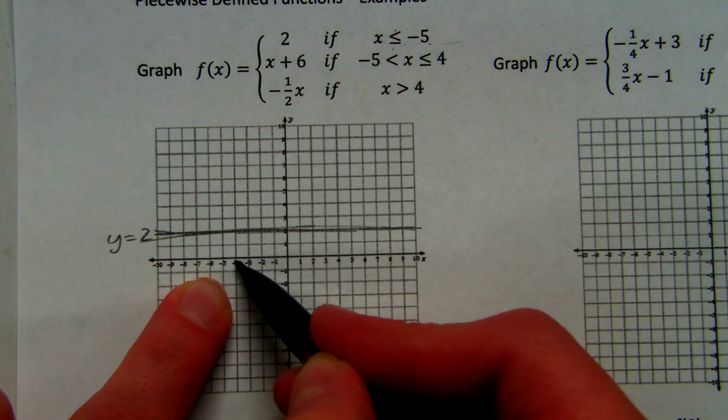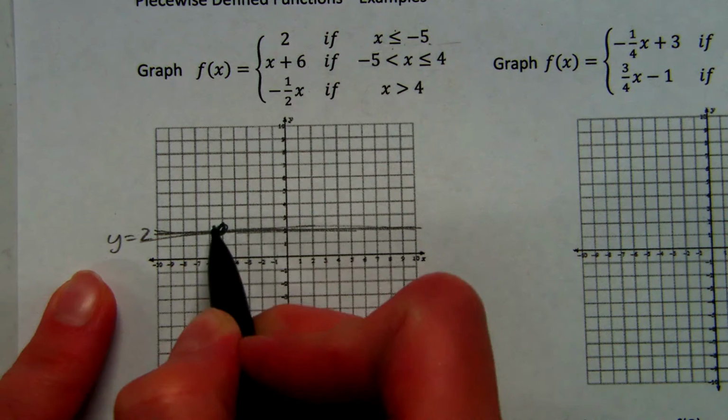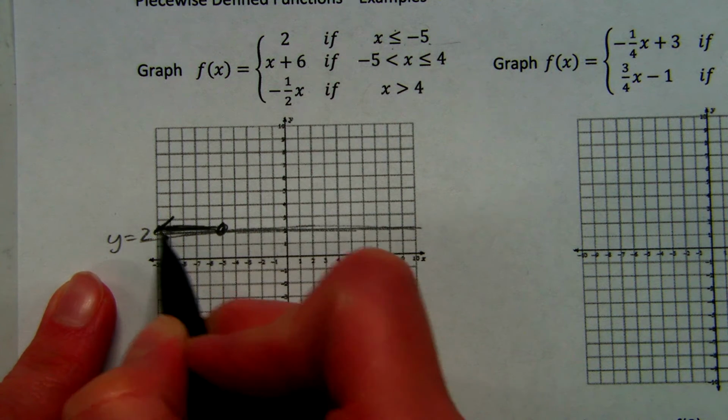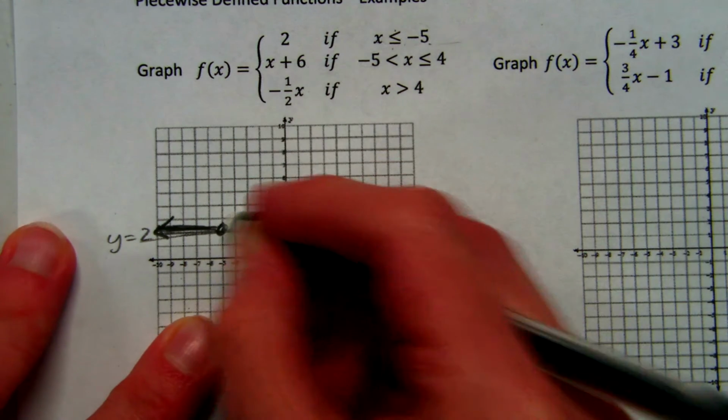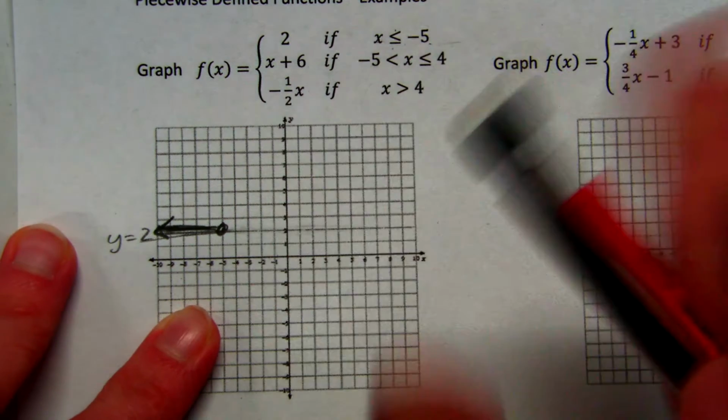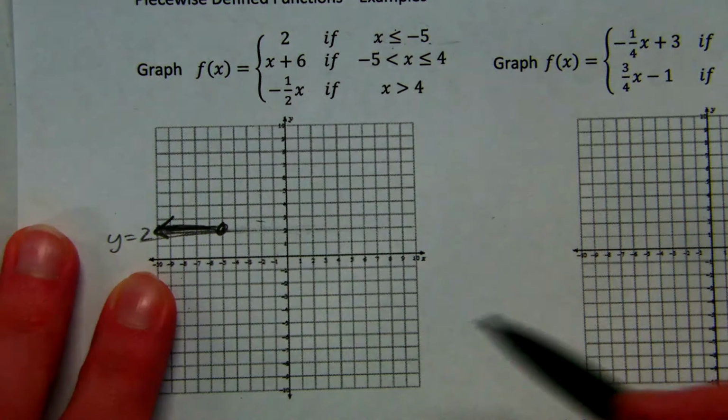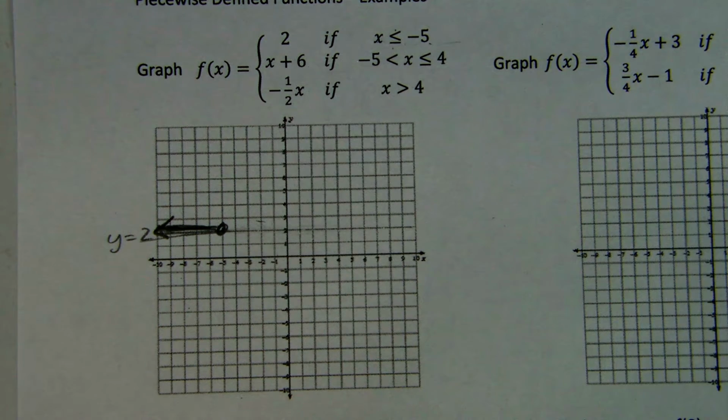1, 2, 3, 4, 5. Those numbers are almost too small. And I'm just going to keep from here over and erase this. And once you get good at this, you might only draw the piece that you need. But in the beginning, you just want to graph the line and then take off pieces.